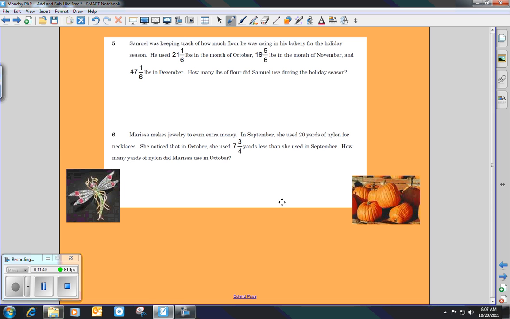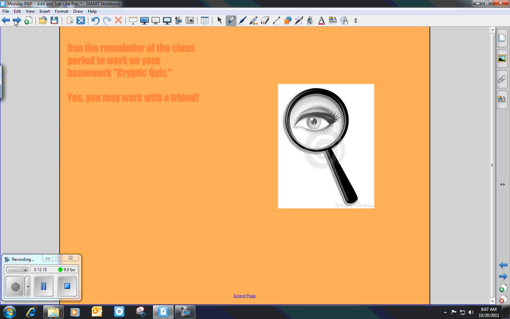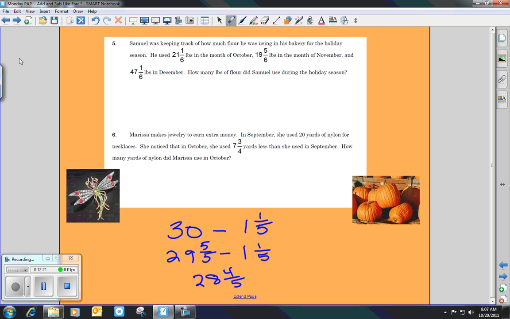When you have a whole number and you're trying to subtract a mixed number from it, you're going to do the same thing. If I had 30 minus 1 and 1/5, I don't have a fraction here to subtract 1/5 from, so I'm going to have to borrow 1 from my 30 and make that 1 into a fraction. So I'd end up with 29 and 5/5. That's the same as 30. And then I can subtract my 1 and 1/5 from it. So I would end up with 28 when I subtract my whole numbers and 4/5. Okay, so that's going to be similar to problem number 6 here. So I want you to go ahead and work that, and we will talk some more about it tomorrow.